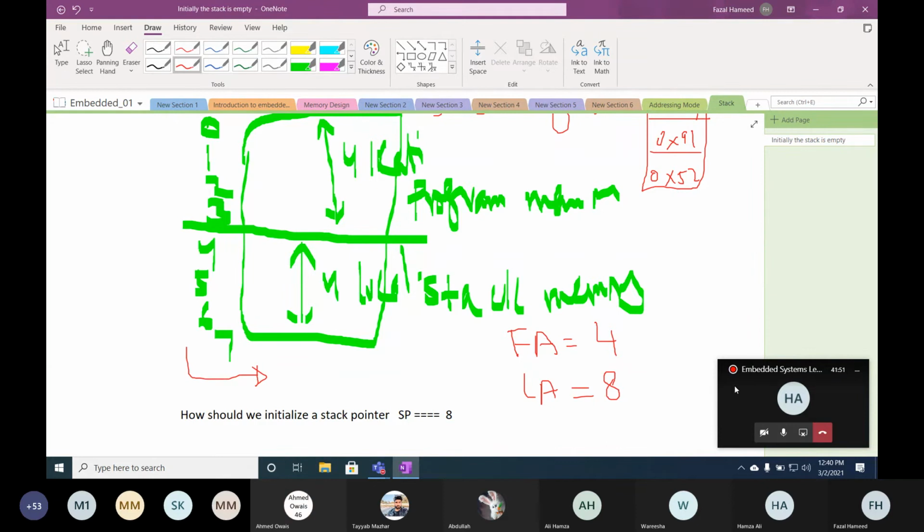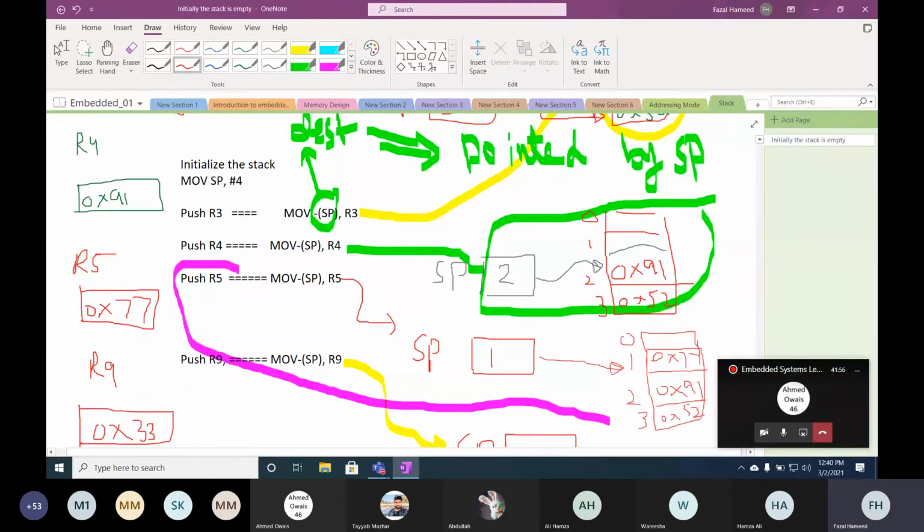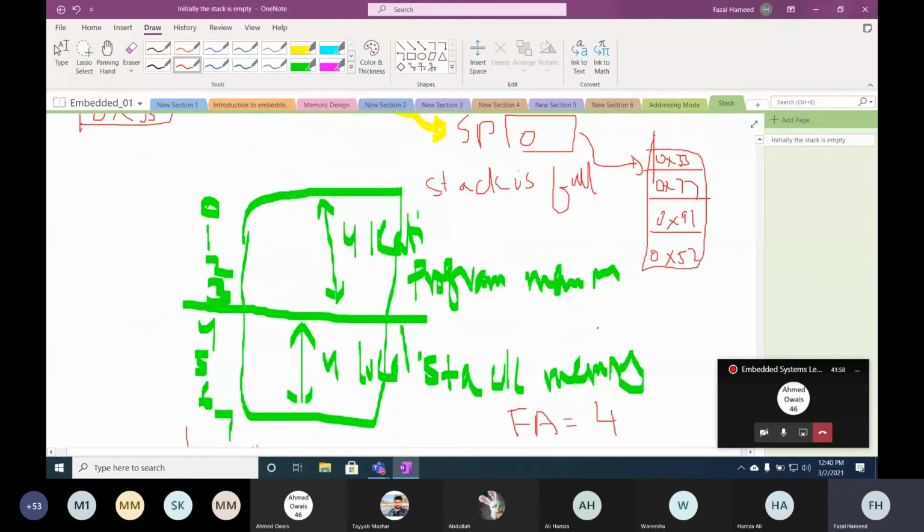Okay, now in this particular example, we initialized the stack from 0 to 3. So actually if you divide this memory into two portions, one is program memory and one is the stack memory. The legal address range of the program memory will range from 0 to 3, and the legal address range for the stack memory will start from 4 to 7. Did you understand?